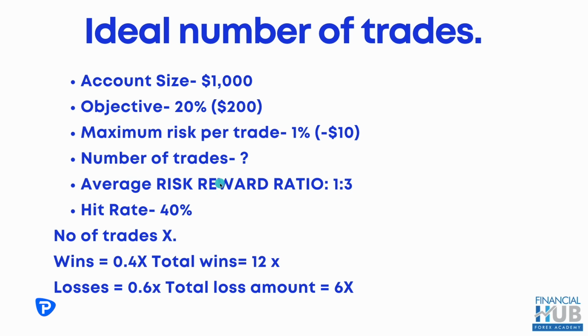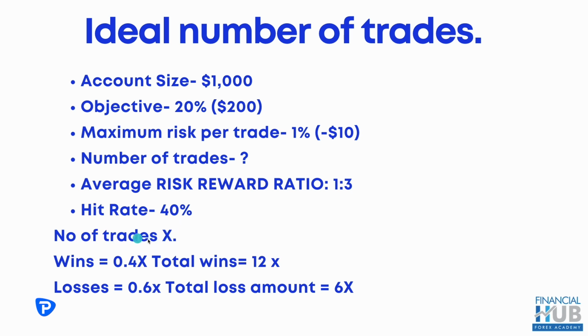So also we'll have a risk reward ratio of 1:3. So 1:3 risk reward ratio. So here we know our risk reward ratio, but we don't know the ideal number of trades we need for us to make money. So for us to basically meet our objective. So hit rate is 40%. So same thing. So number of trades we don't know.